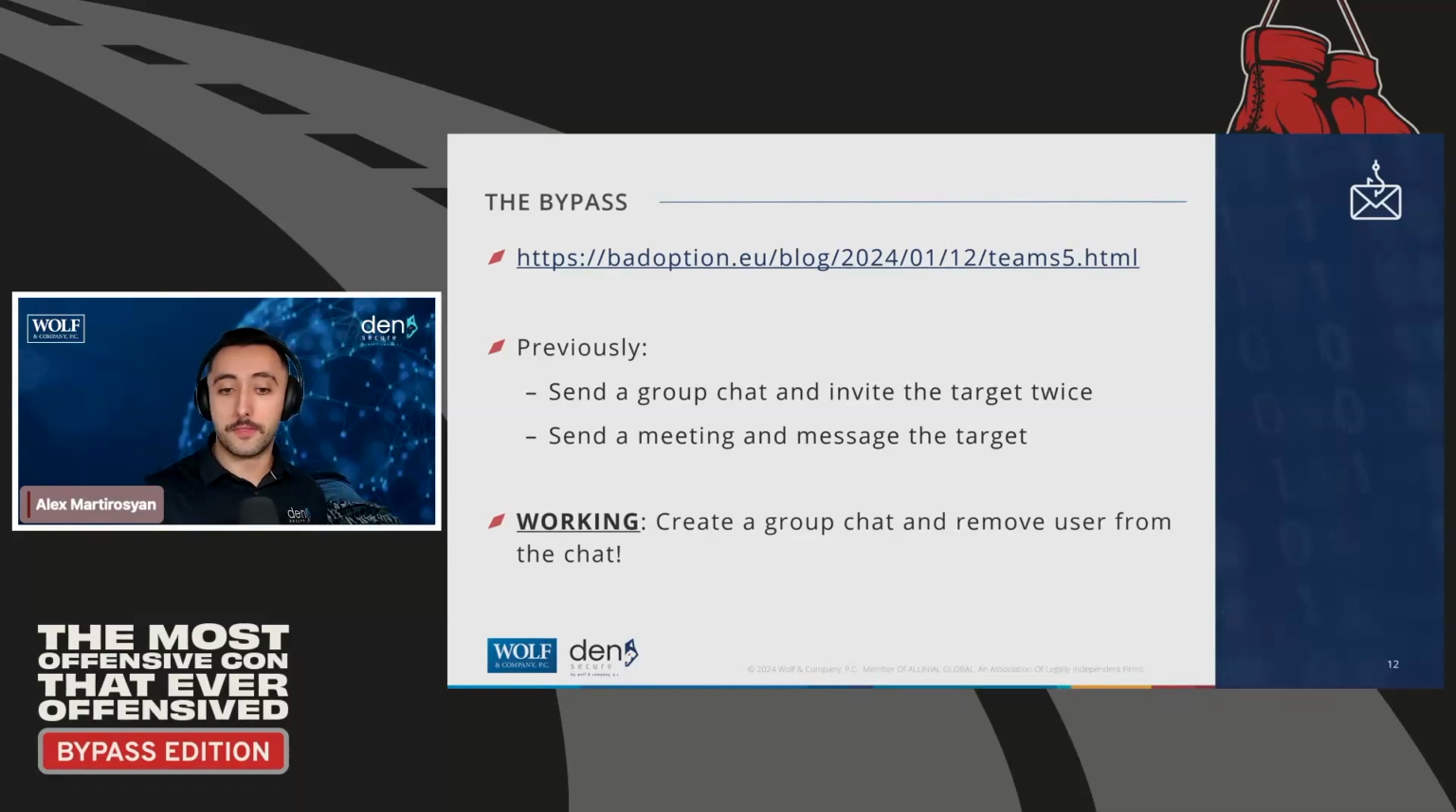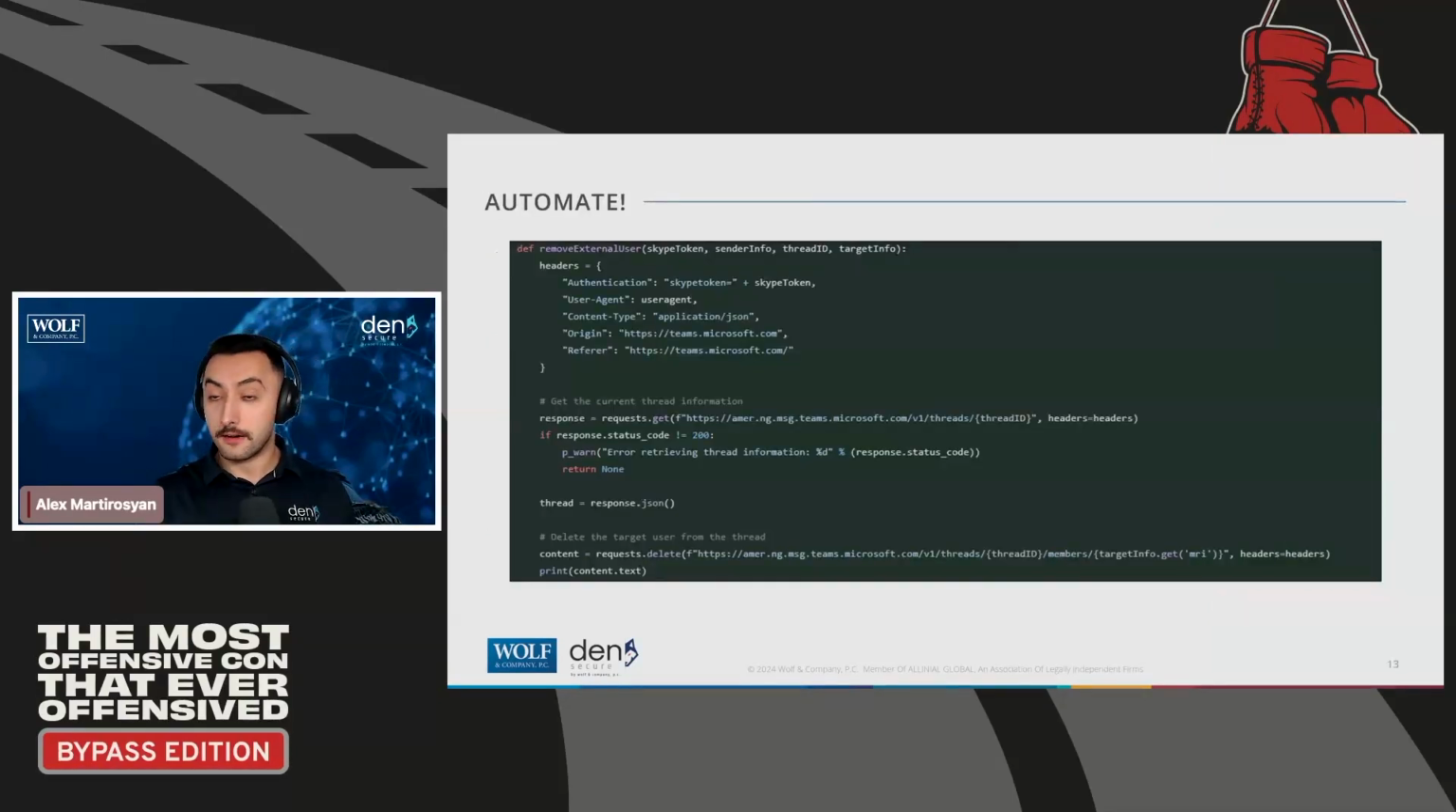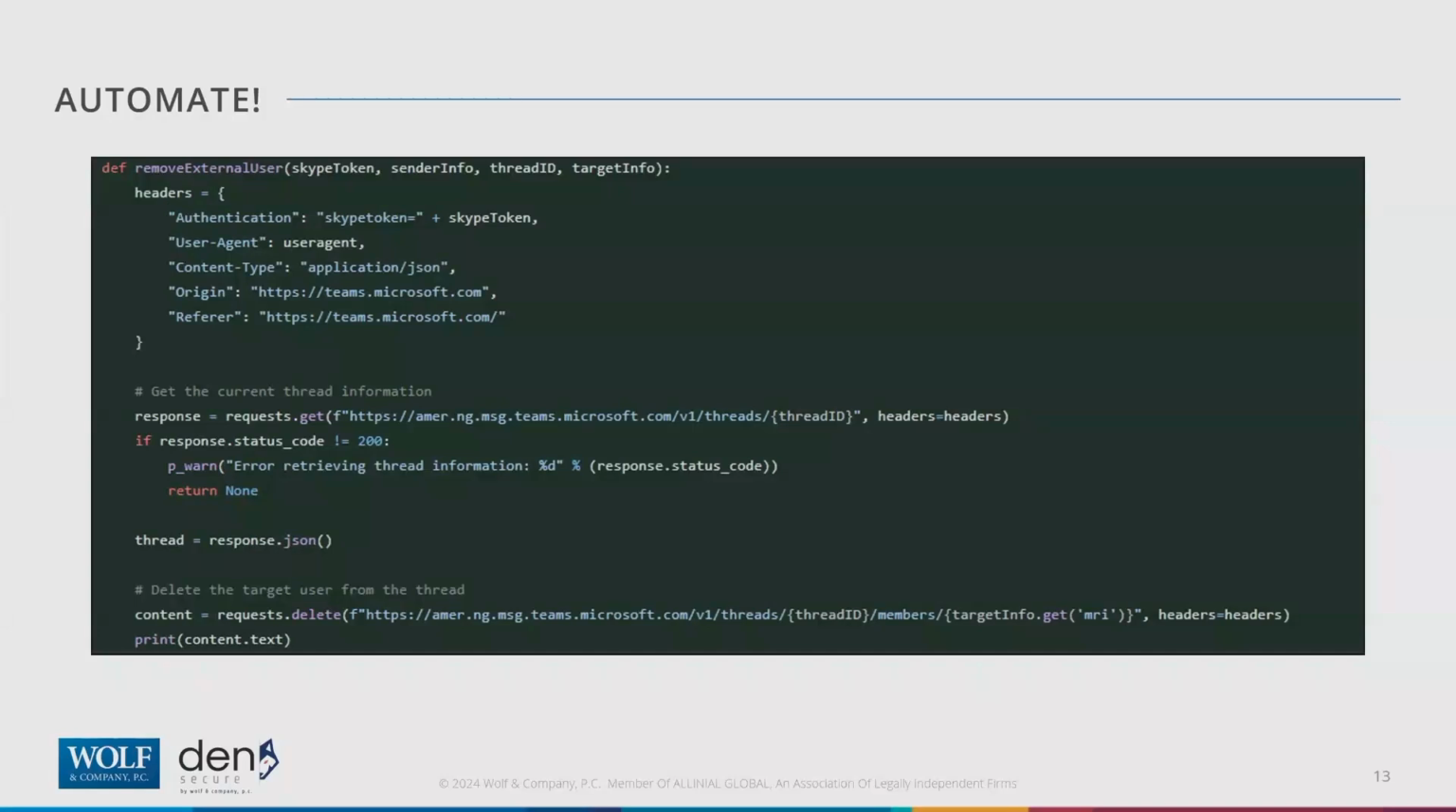Those don't work anymore. But the latest one that is working is that you can create your group chat and then remove yourself or the user from the chat itself. And that is working. So I wanted to integrate this into Teams Phishing. This is what the code looks like.